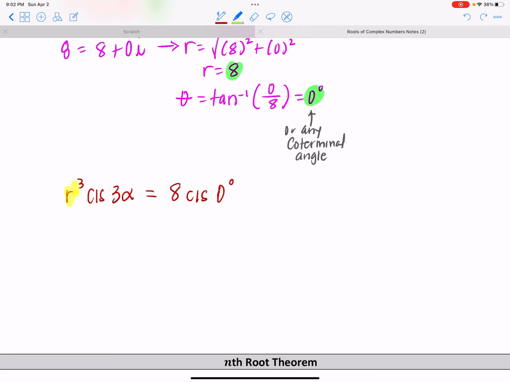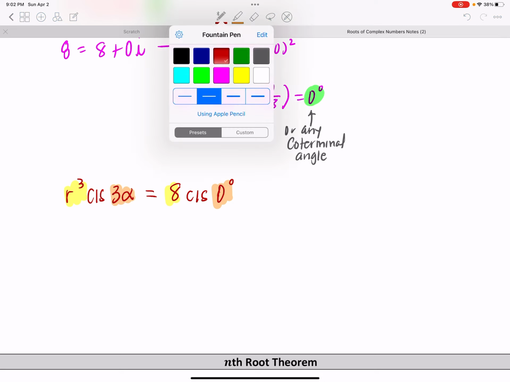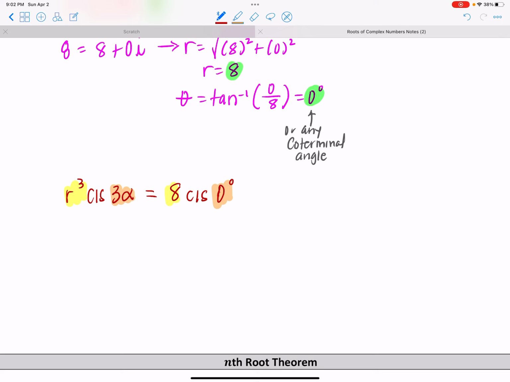The r cubed that's here has to be equal to the 8 that's here. And I can also see that the 3 alpha I have here has to be equal to the 0 that I have here. But let's see, if I take that to the next step, again, r cubed has to equal 8. I can now take the cube root of both sides, which means r is the cube root of 8, or 2. And then here, I can say that 3 alpha has to equal 0 degrees.